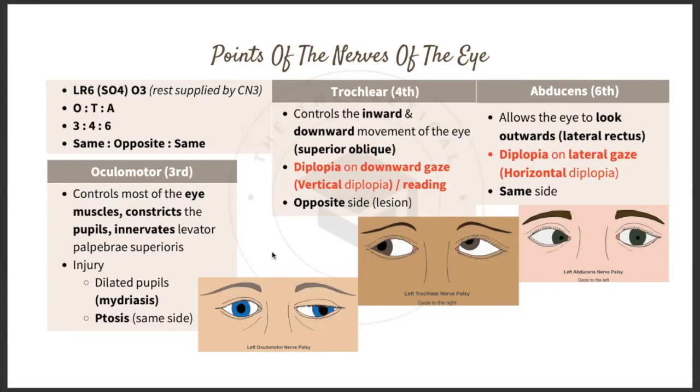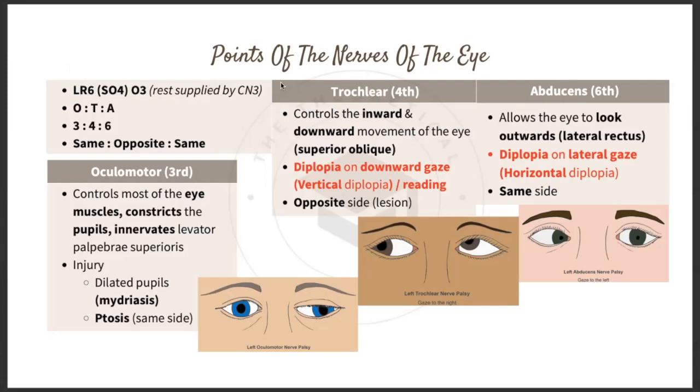Alright, now the nerves of the eye. I will be talking about the oculomotor nerve, or the third cranial nerve, the trochlear nerve, the fourth cranial nerve, and also the abducens nerve, the sixth cranial nerve. So just remember this: LR6SO4O3.